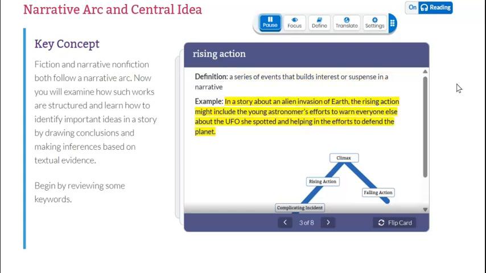Example. In a story about an alien invasion of Earth, the rising action might include the young astronomer's efforts to warn everyone else about the UFO she spotted and helping in the efforts to defend the planet.